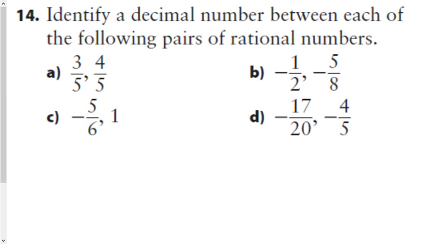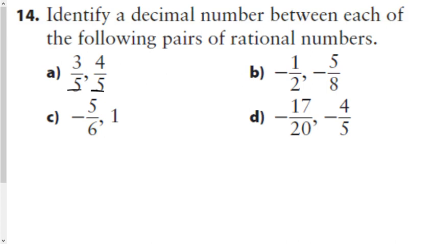We're going to skip question 13 and go right on to 15 because question 13 and the one previous were the same type of question. This is where it gets a little complicated. It says identify a decimal number between each of the following pairs of rational numbers. So we're looking for a decimal. Because we are given fractions and we're looking for a decimal number, the easiest course of action is to change both of these fractions into decimals.